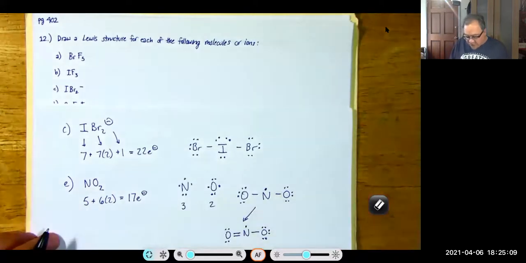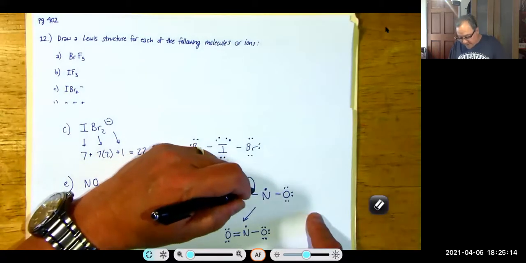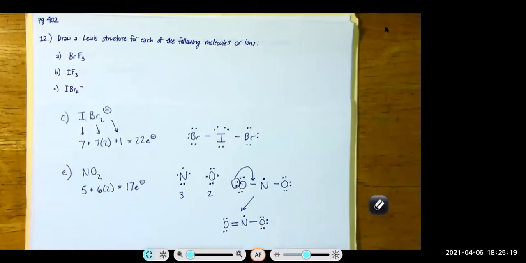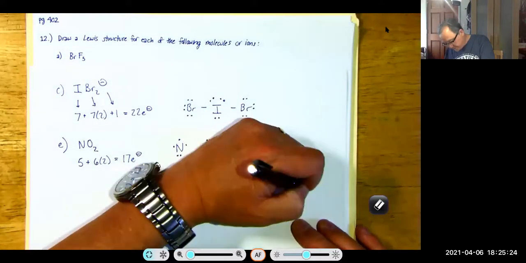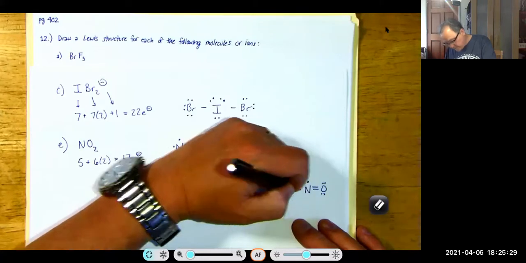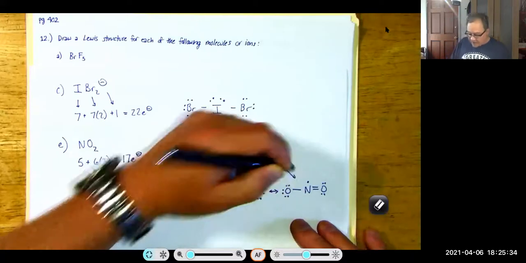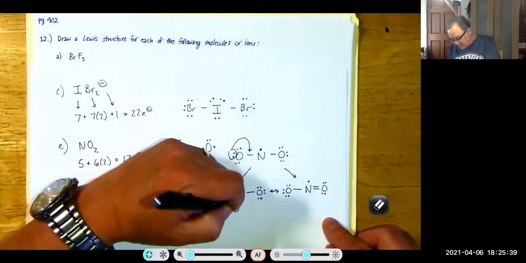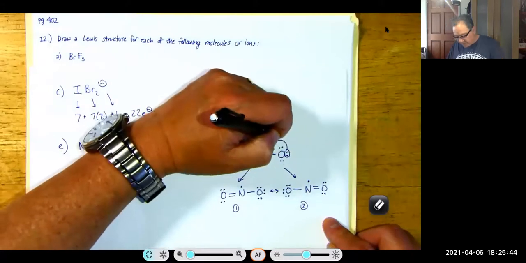Do you see how I took this lone pair and put it right there and made it into a double bond? Okay, so that's what I would do. But I could also do this. I could take the lone pair from this oxygen. So this is 1, this is 2, this is 1, this is 2. I could do it either way.